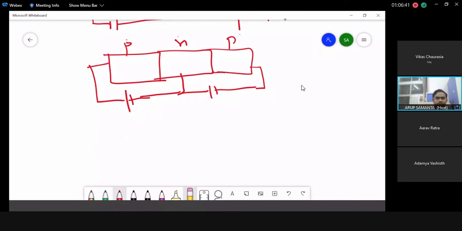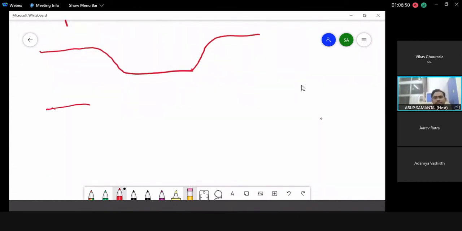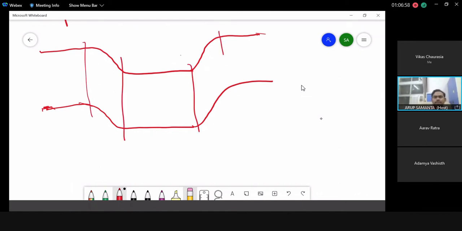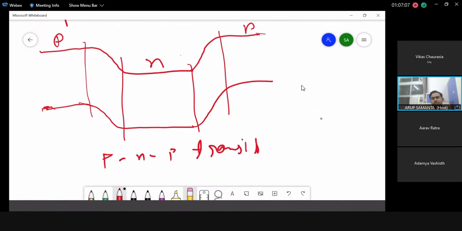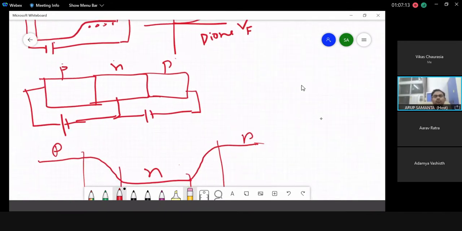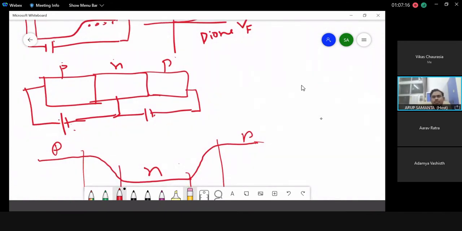The energy diagram is something like this. This is one junction, and this is another junction. This is N, this is P, this is P. So this is called a PNP transistor, because you have two junctions, and these two junctions can be controlled by two gate bias voltages. Let's assume VE, and this is VC. So you can vary this by keeping the characteristics.